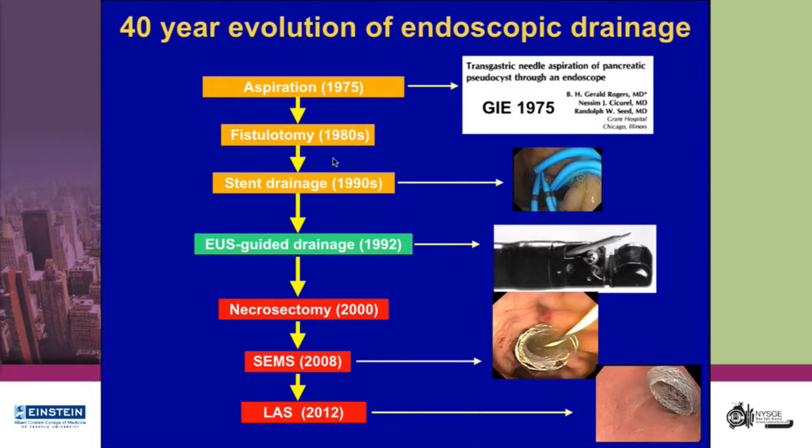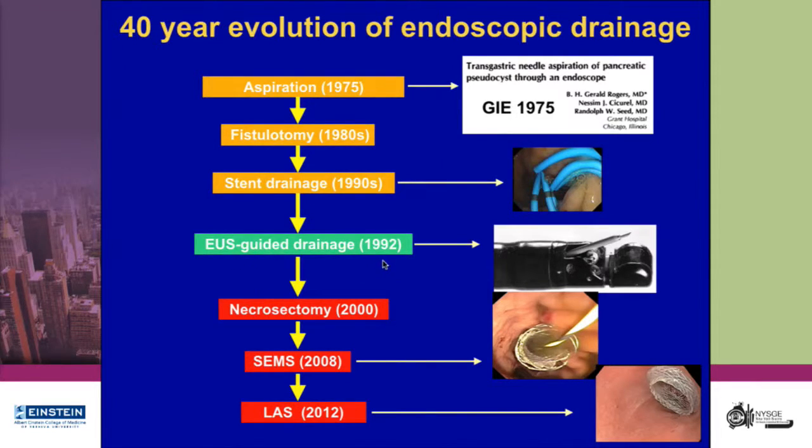Fistulotomy was reported in the 1980s. Stent drainage was reported in the 1990s. So first, we weren't even using stents. We were just using a sphincterotome typically and creating an opening, a fistulotomy. And it was only 10 years later that we started putting stents to drain pseudocysts.